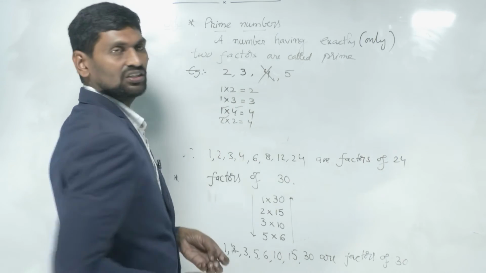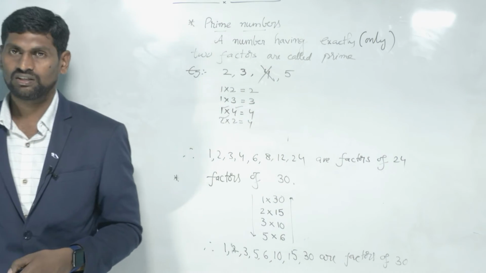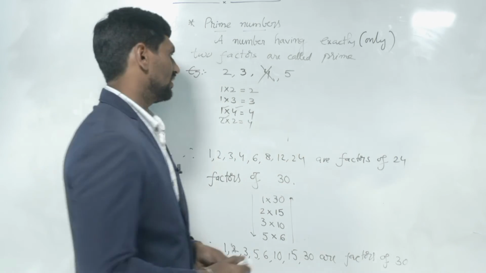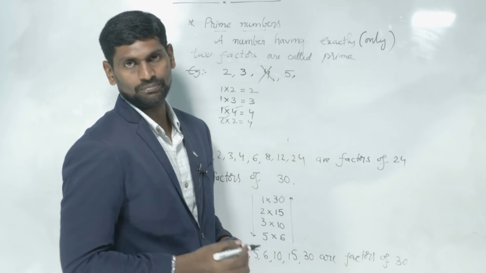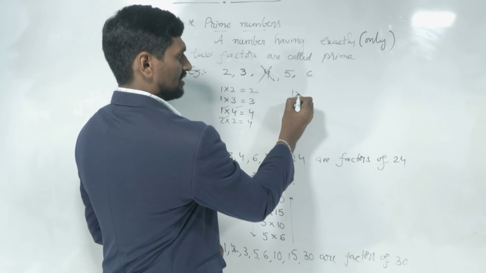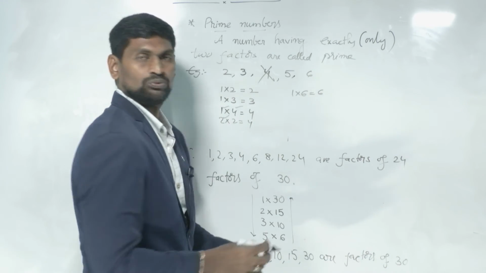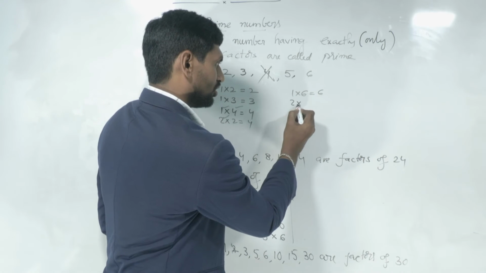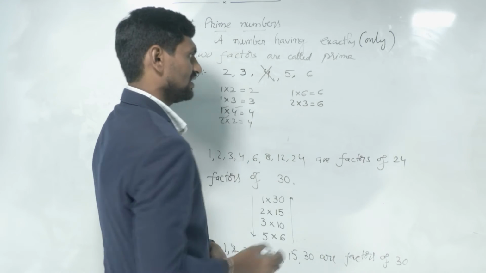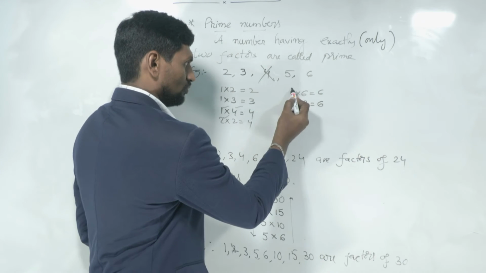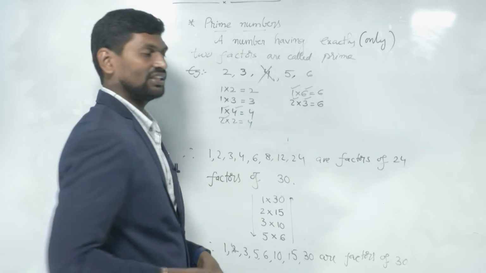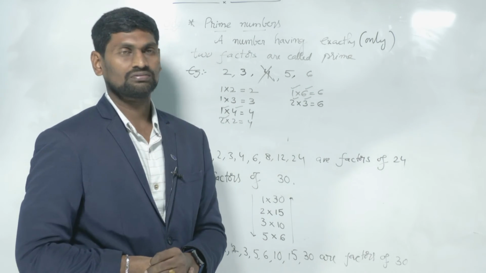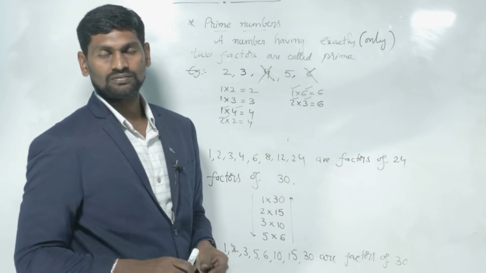Now 5. 5 will come in 1 fives. Yes, 5 is a prime number. Now 6. 6 will come in one table, 2 threes are 6. So 1, 6, 2, 3, 4 factors. So 6 is not a prime number.